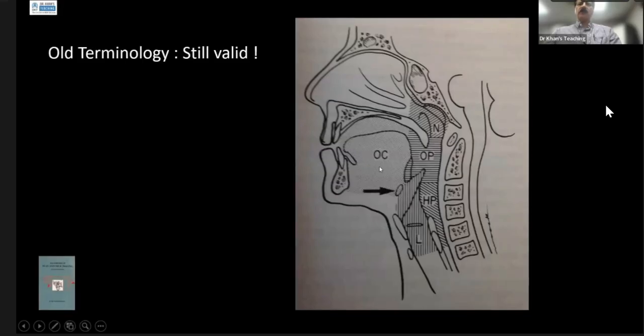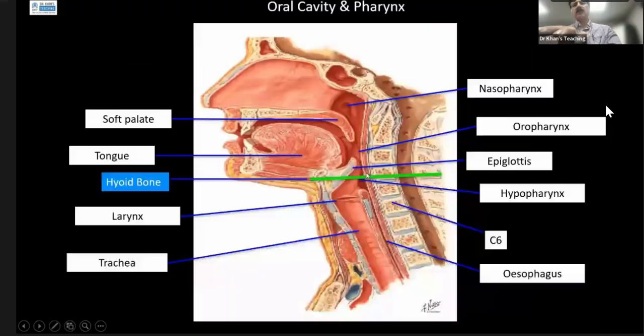In head and neck radiology, now we use terminologies based on spaces. So I'll just project them shortly. But conventionally speaking, we use these words: oral cavity, and this is all pharynx. So this is nasopharynx, oropharynx, hypopharynx, and this is larynx. So this is hyoid bone, oral cavity, nasopharynx, oropharynx, hypopharynx and larynx.